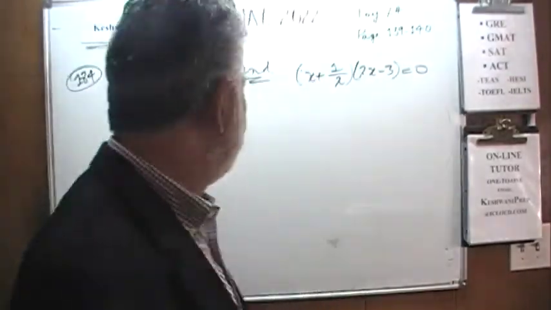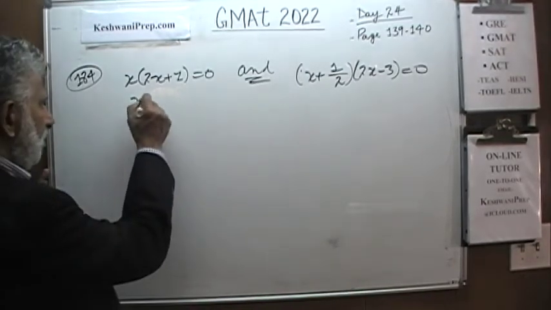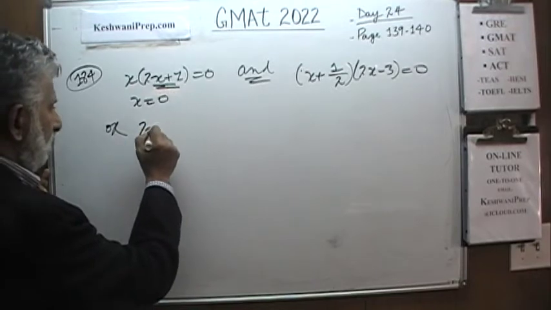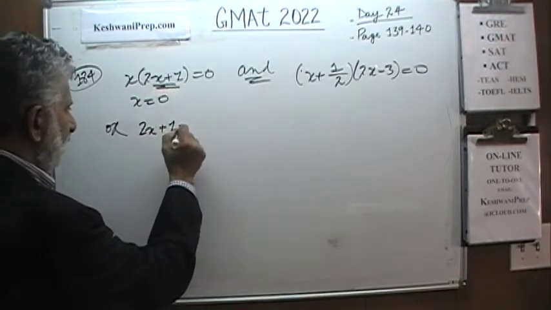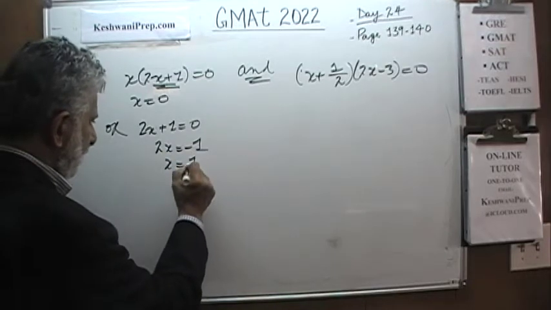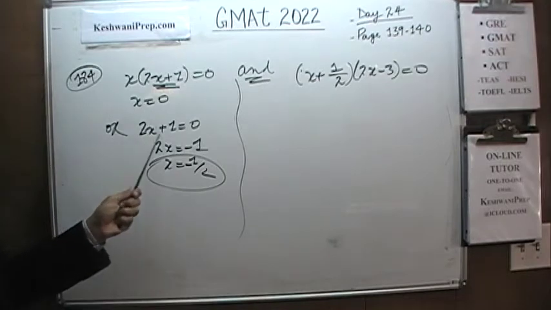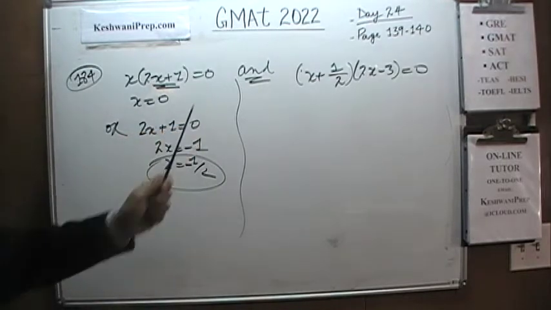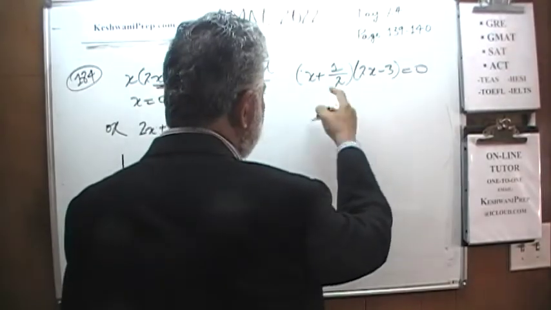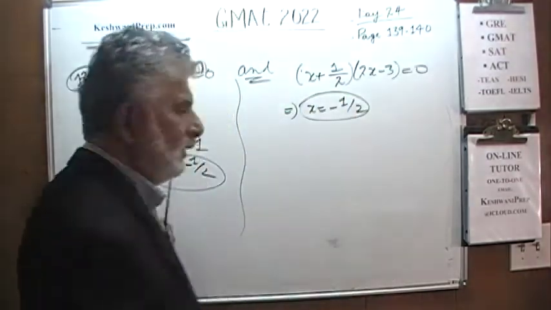Let's find out. Well, if x times this quantity is equal to 0, that means either x is equal to 0 or this quantity is equal to 0. 2x plus 1 is equal to 0, which implies that 2x must equal negative 1, which implies x must be negative half. So x can take either one of these two values and this equation will be satisfied. Let's see what happens here. Here, if this quantity is 0, that implies that x has to be negative half.